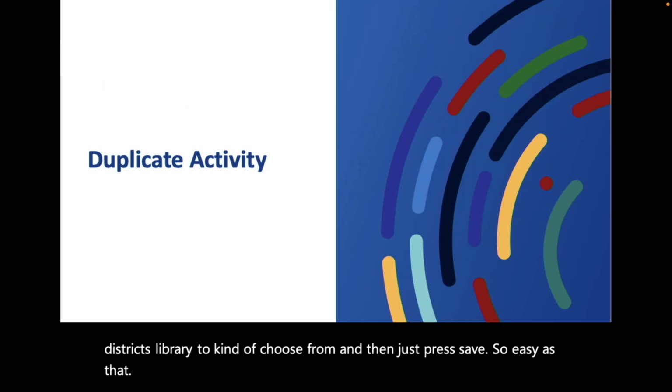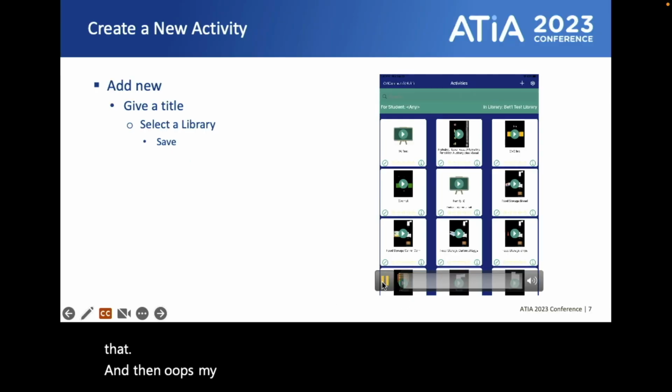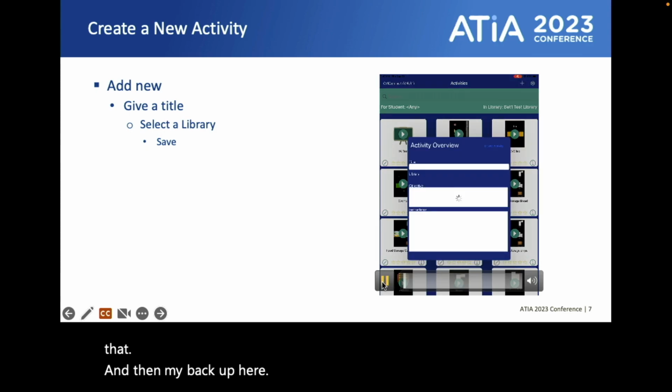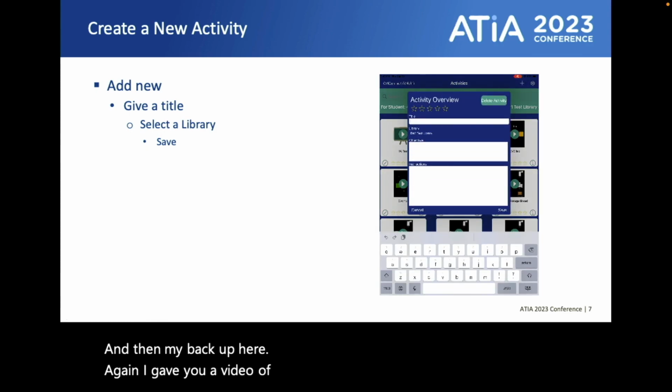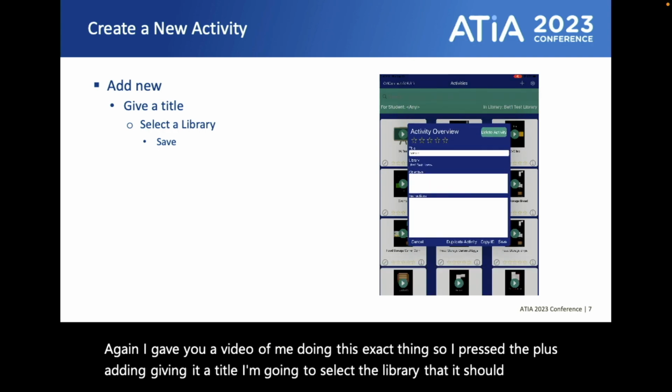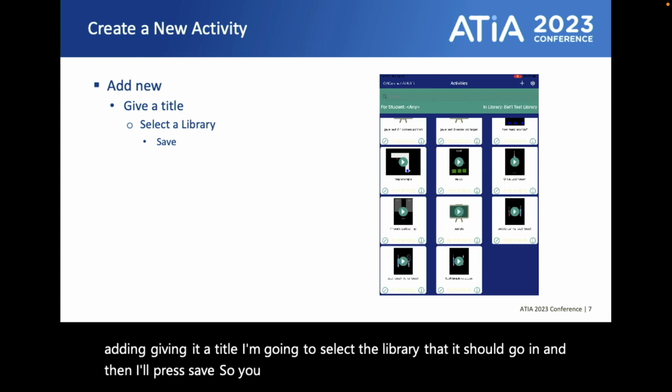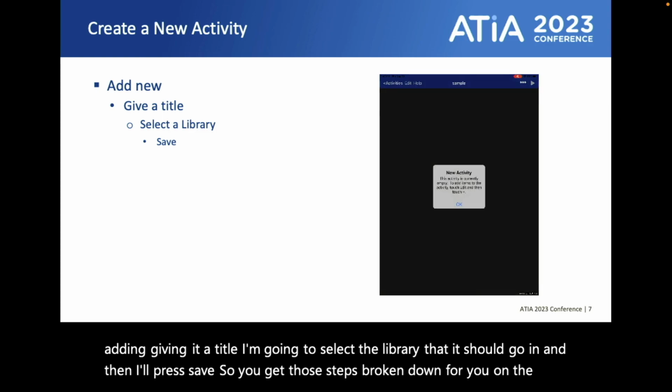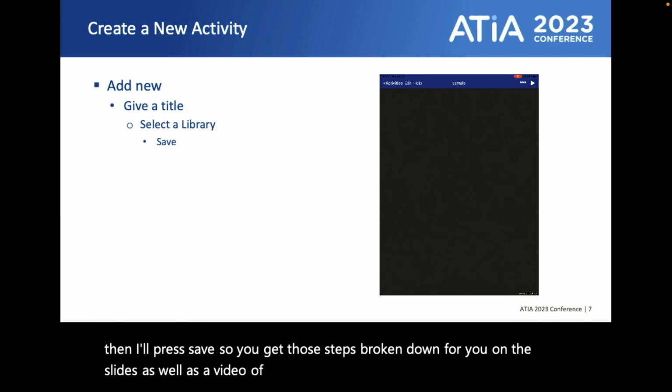And then, oops, let me back up here. Again, I gave you a video of me doing this exact thing. So I pressed the plus, adding, giving it a title. I'm going to select the library that it should go in, and then I'll press save. So you get those steps broken down for you on the slides, as well as a video of exactly how to do that.